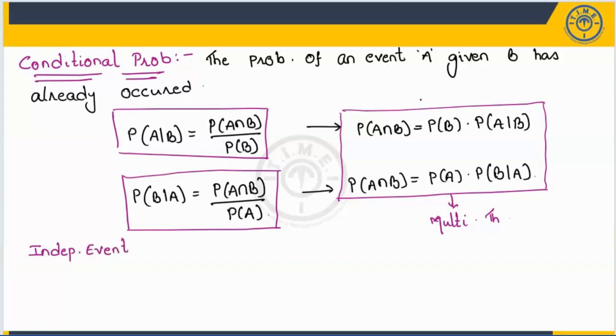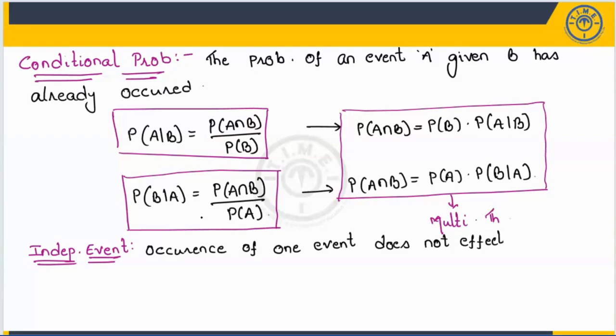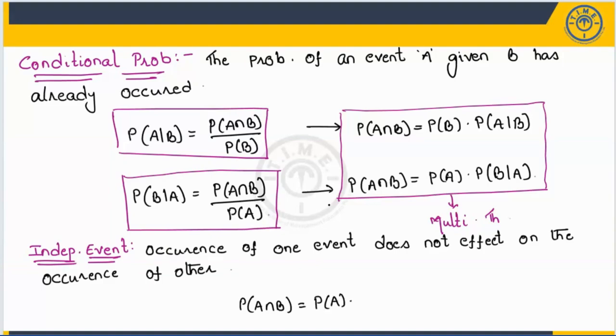we say the events are independent if the occurrence of one event does not affect the occurrence of another. Then we say the events are independent. And remember, there is only one mathematical way to tell whether events are independent or not. That means if P of A intersection B is equal to P of A into P of B, then we say the events are independent.